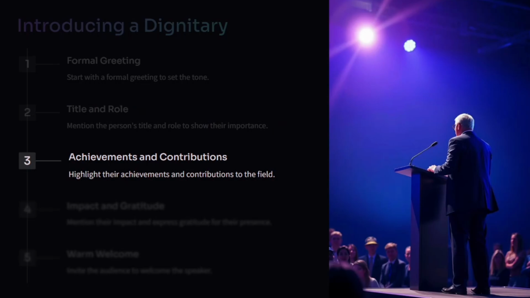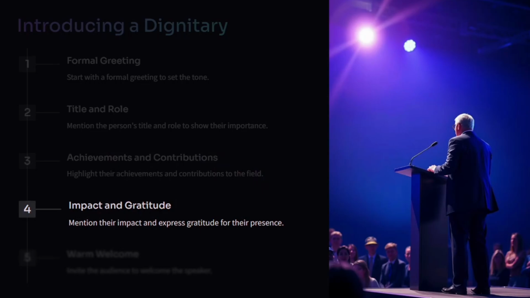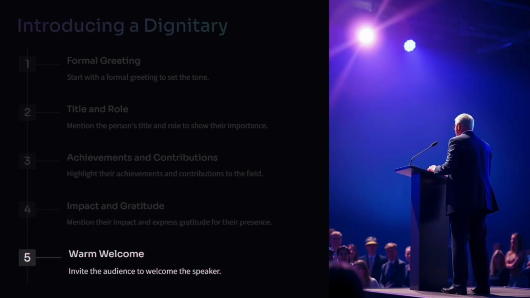So what are the highlighted fields of their contribution? Whatever the important things and achievements are, you need to mention them. And then the impact of that dignitary on today's function. If he didn't come to that function, what will happen? That kind of information you need to mention. And at last, again you need to welcome the dignitary and welcome the audience to the function. This is how you introduce a dignitary.